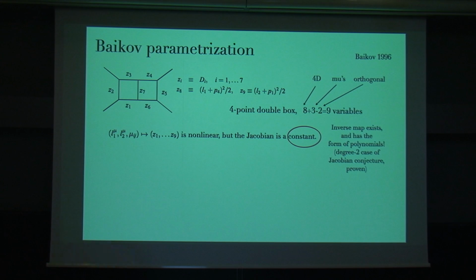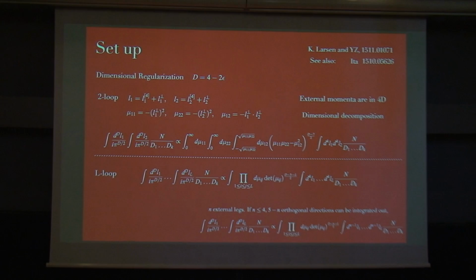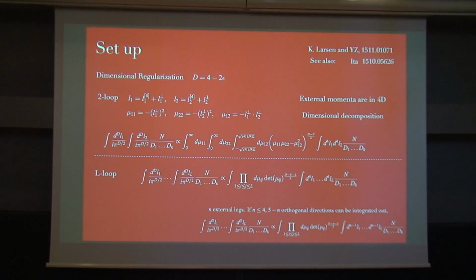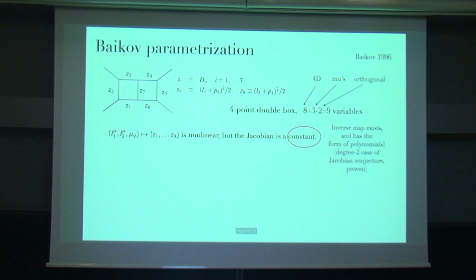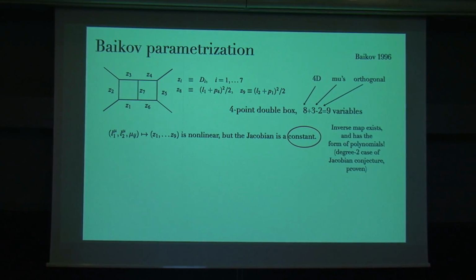The thing is, for this diagram, you see there are 7 propagators. But if you count the number of the integration variables, from here you get 11 for the 2-loop. From the orthogonal directions, you can remove 2 orthogonal directions. So in total, you have 9 variables. So you have to introduce 2 additional variables to match the propagators and the integration variables. This is the idea of Baikov. You can introduce 2 ISPs, irreducible scalar products, Z8 and Z9, to complete the system.